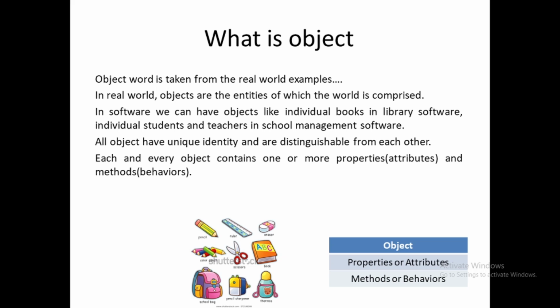So in short, individual items are known as objects. For example, in library software, individual books, individual members are also objects. The librarian is also an object. Same way, in school management software, individual students are objects, individual teachers are also objects. So in an object there are two things, properties and methods.